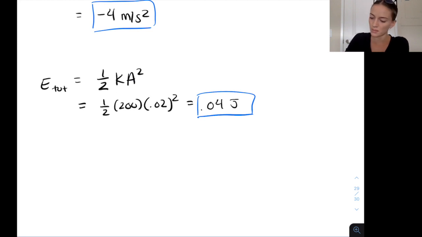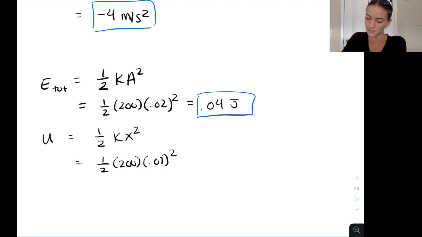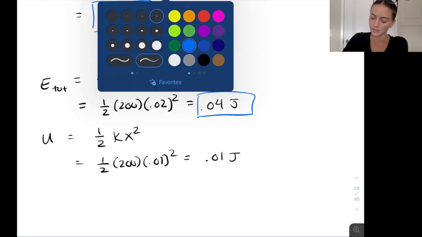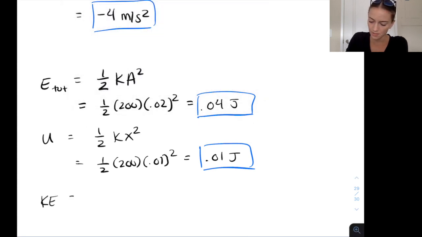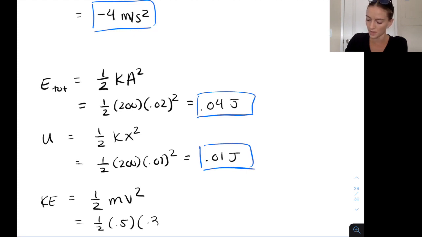And then let's do the potential energy. The potential energy will be 1/2 kx squared, which at that halfway point x is again 0.01 meters, and this gives us 0.01 joules. And now for the kinetic energy, we have 1/2 mv squared, which is 1/2 times 0.5, and then the velocity we said was 0.35 squared, and this gives us 0.03 joules.